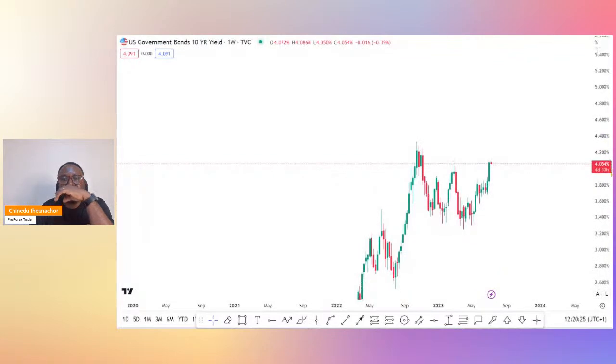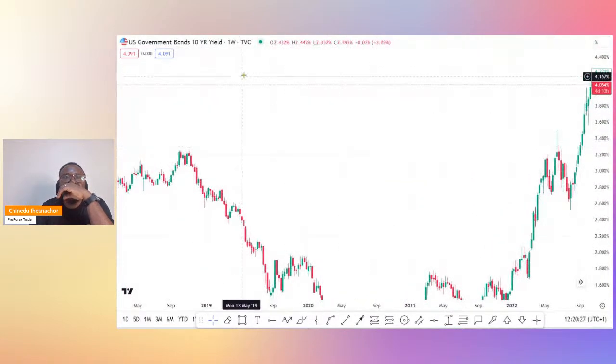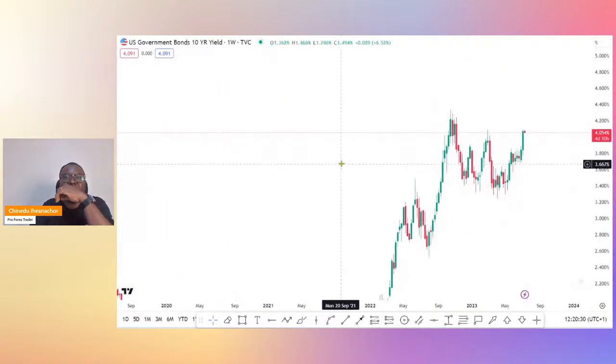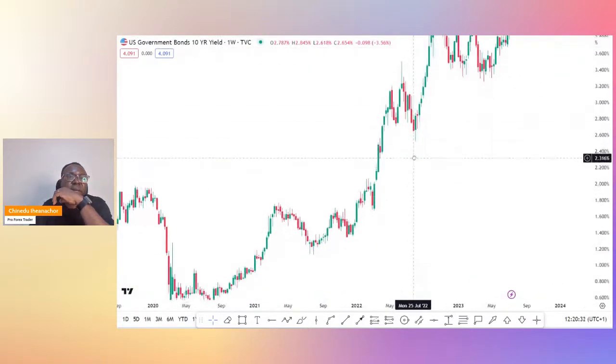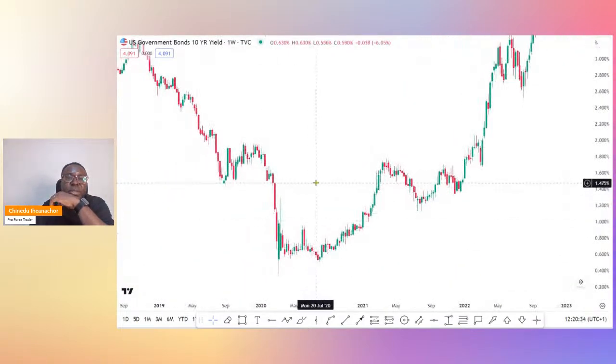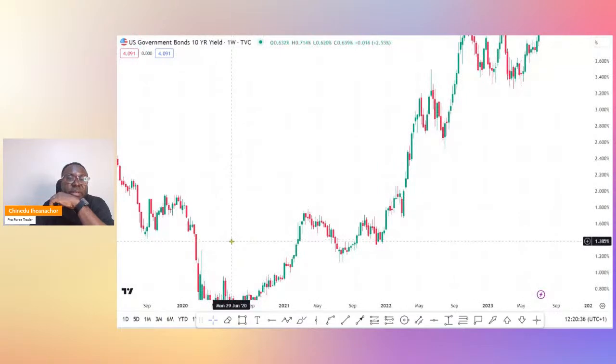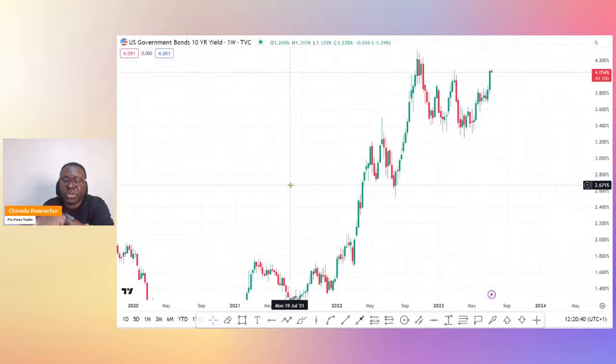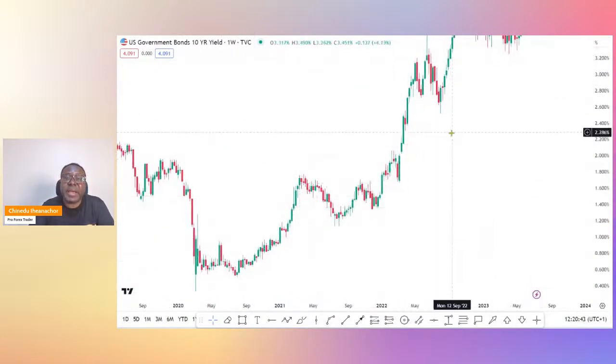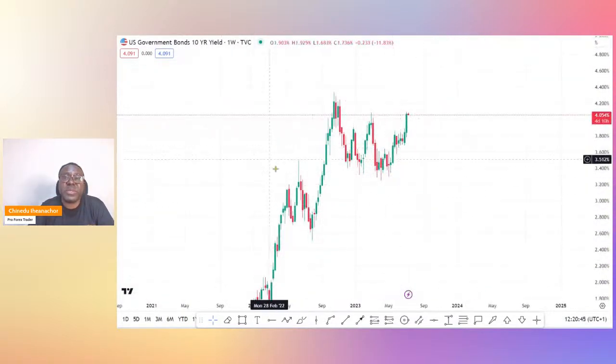Weekly time frame. Okay, you can see the bond yield has been in a bullish trend since June 2020. You can see how the market is making higher highs and higher lows, like that.